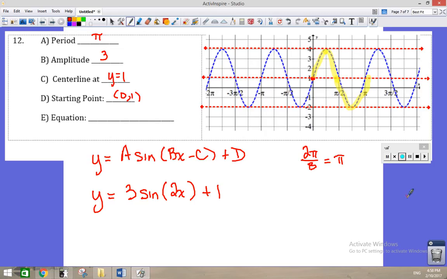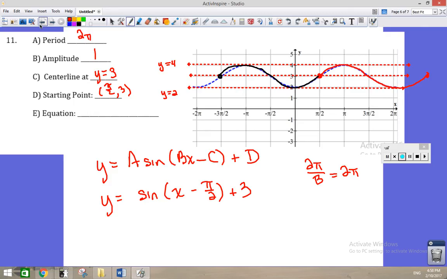So there's my equation. Now, was that similar to the last one? No, it wasn't. There was a phase shift on the last one, a shift to the right.